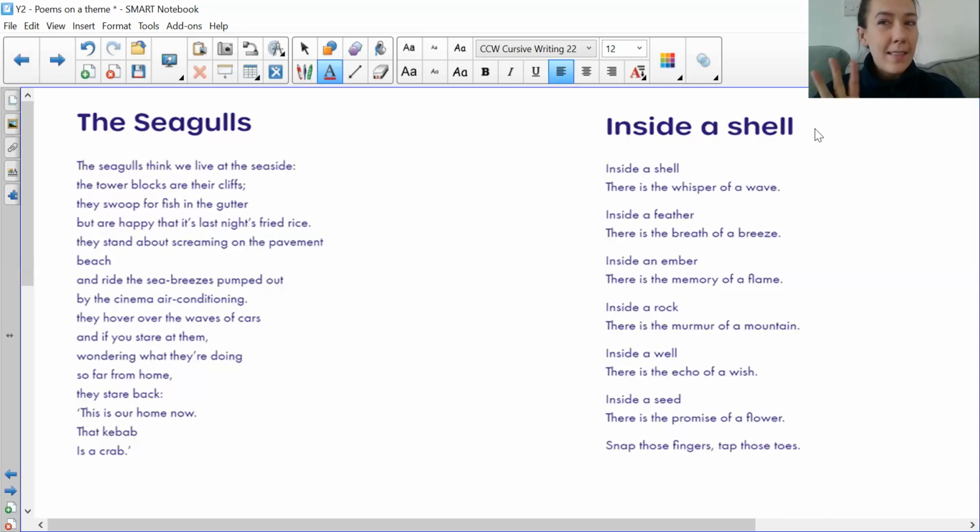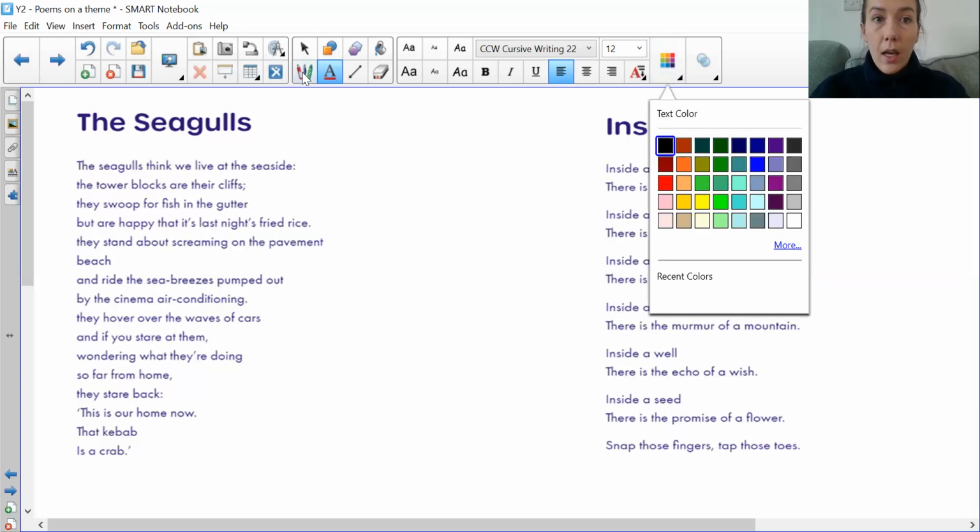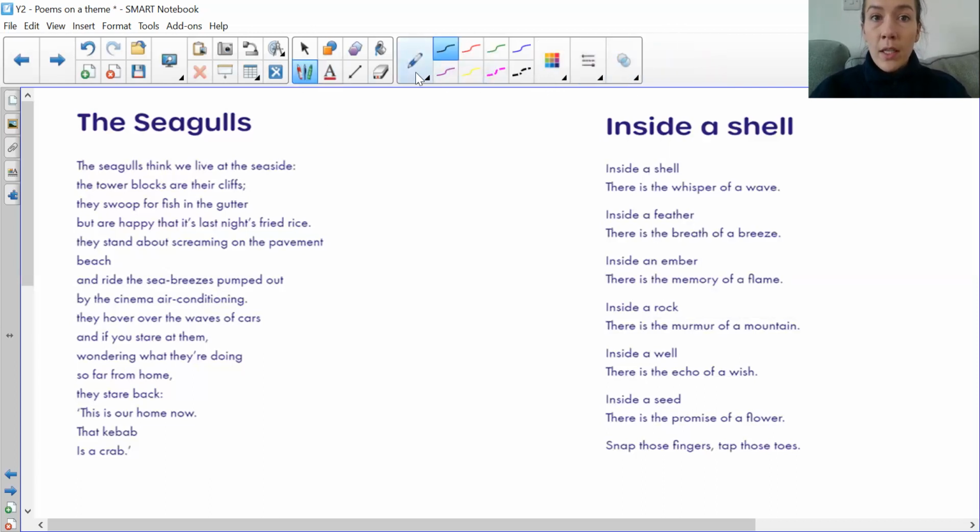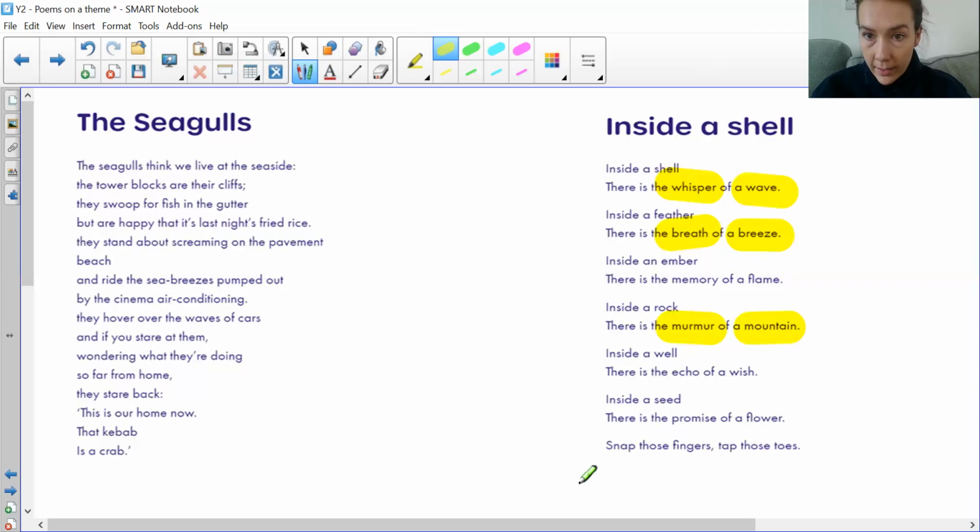Okay, so it's linked to the ocean and the seaside. Obviously, it speaks about the shells, but it does also speak about other things too. So, alliteration. Alliteration is where the words start with the same sound. So, if we look in here, we've got whisper of a wave. You can see those two words there start with the same lettered sound. We've also got breath of a breeze. We've got murmur of a mountain. And I think that's it in that one.